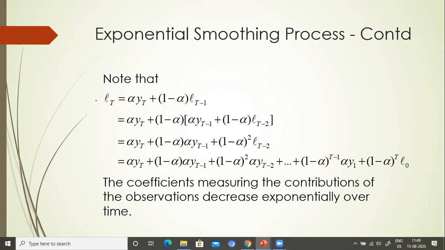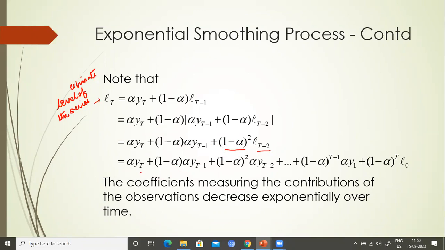So what is L? This is the level, or the level estimate, of the time series. Now Lt minus 1 can be substituted again with this formula: alpha yt minus 1 plus 1 minus alpha Lt minus 2. So this becomes alpha yt, of course, plus 1 minus alpha times alpha yt minus 1 plus 1 minus alpha squared Lt minus 2. So now Lt minus 2 is weighted with 1 minus alpha squared.